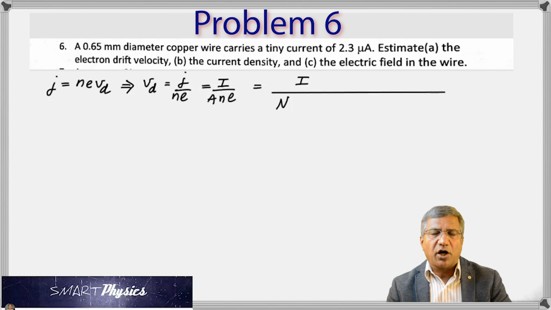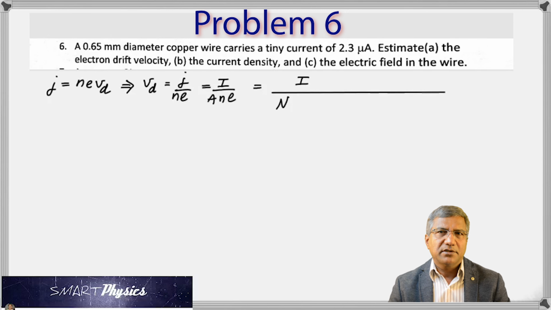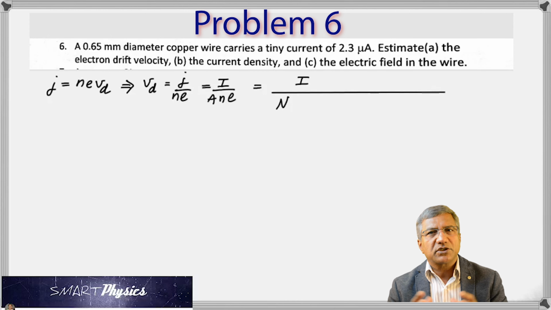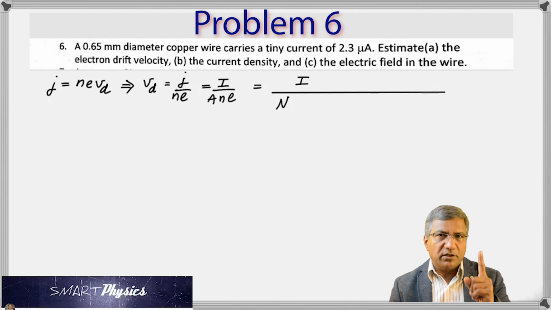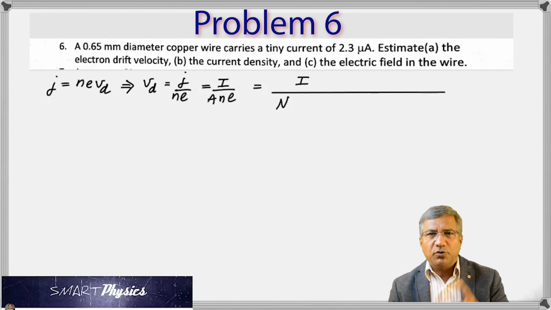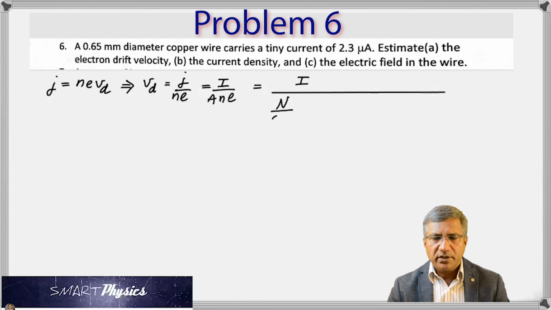So since this is copper, we will be given the atomic number of copper. And so which shows how many atoms are there in 1 mole. And so we know the number of atoms in 1 mole. We know the Avogadro number. And using these two, we should be able to figure out the number of free electrons in 1 meter cube, like I'm going to show you.